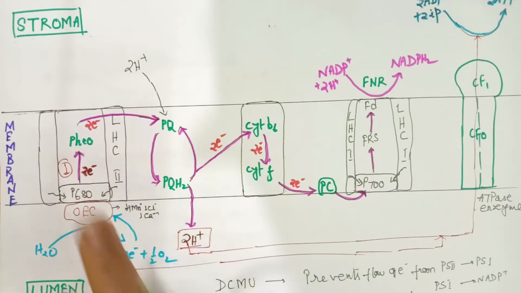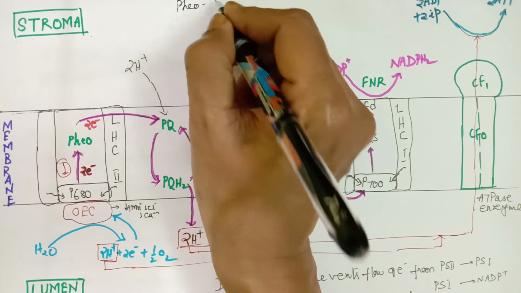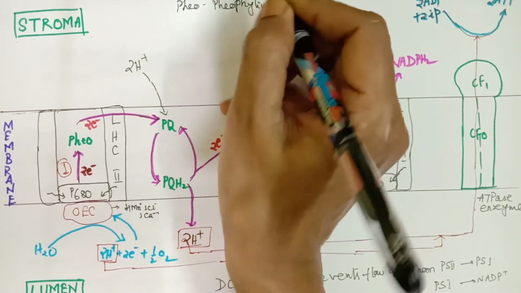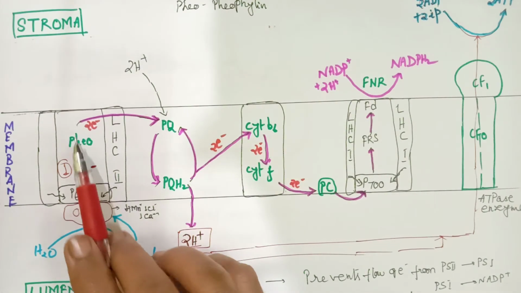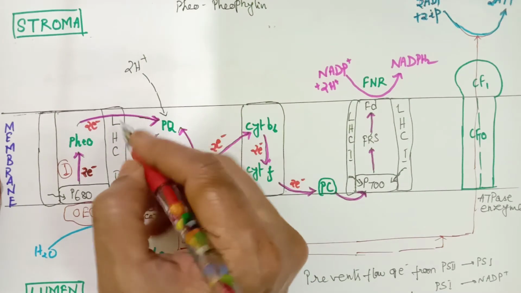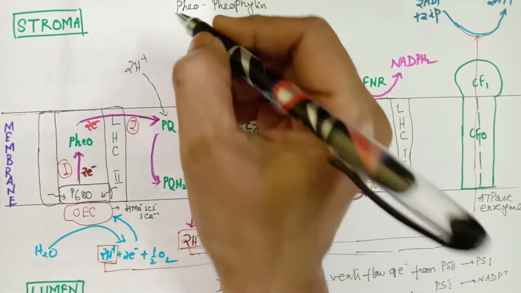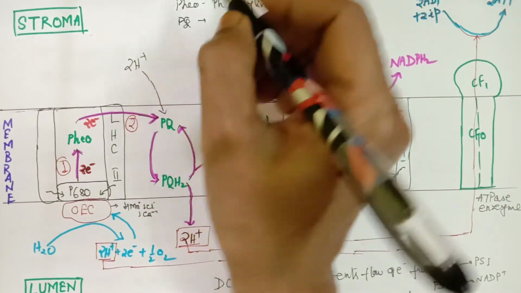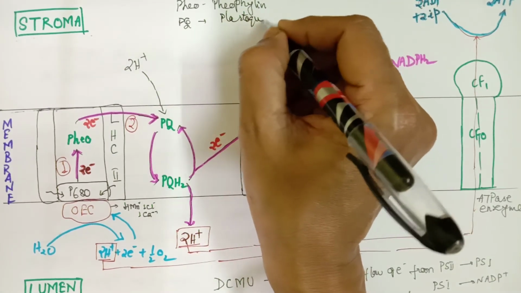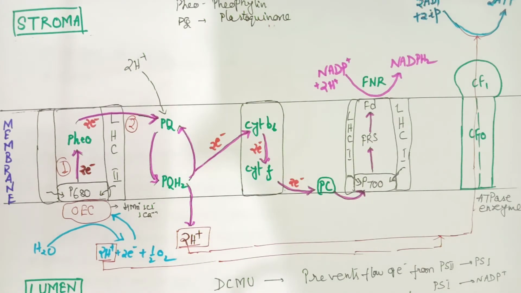Pheophytin, PHEO. In the second step, from pheophytin, the electrons are accepted by plastoquinone. This we give as the second step. Plastoquinone, PQ. PQ stands for plastoquinone, which is another acceptor of electrons.